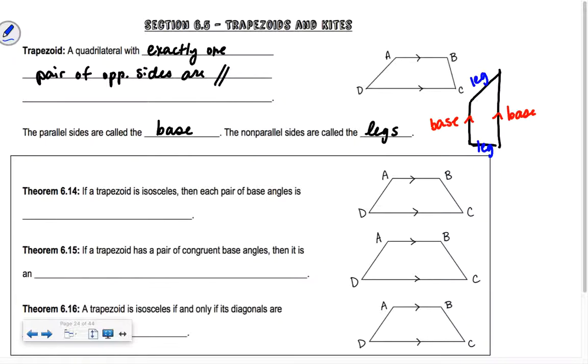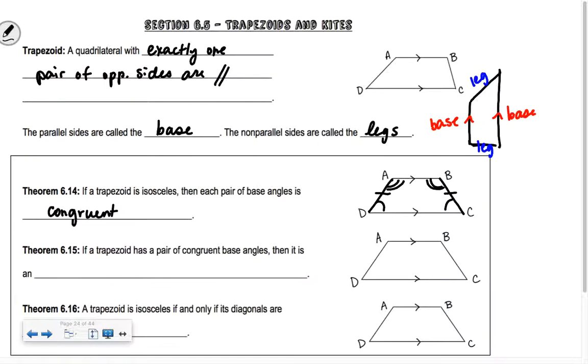Okay, so if a trapezoid is isosceles, then each pair of base angles is what? So do you guys remember isosceles triangles? So imagine extending this so that it was a triangle. If these sides were congruent to each other, couldn't I say those angles are congruent? It's the same idea for a trapezoid. So if these two legs are congruent, then these angles also have to be congruent. So each pair of base angles is congruent. So it's not only that one, it's also these two. Those are also base angles.